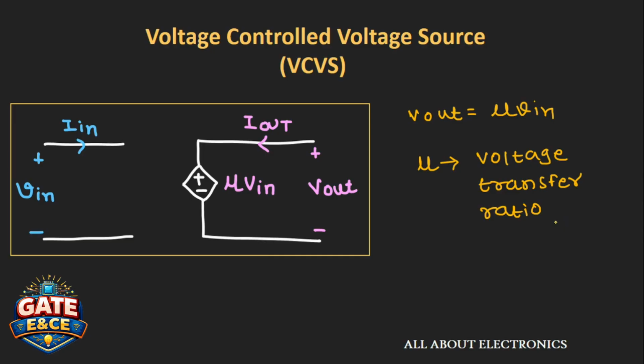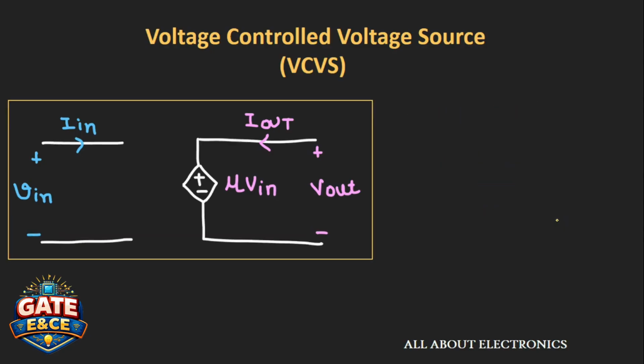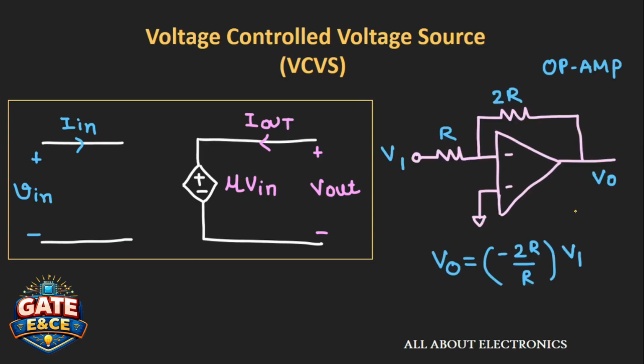Now let us see a practical example of this voltage controlled voltage source. Whenever we configure an op-amp in either an inverting or a non-inverting configuration, it is an example of a voltage controlled voltage source. Once we adjust the gain of this op-amp, the output voltage Vout is dependent upon the input voltage. As we change the input voltage Vi, the output voltage changes accordingly. That is an example of a voltage controlled voltage source.